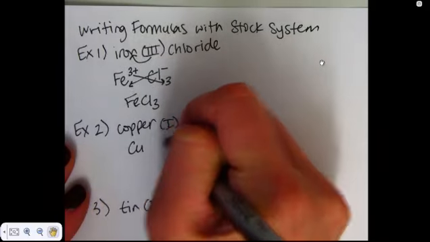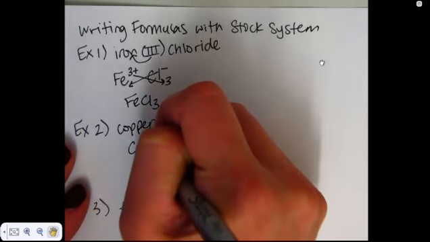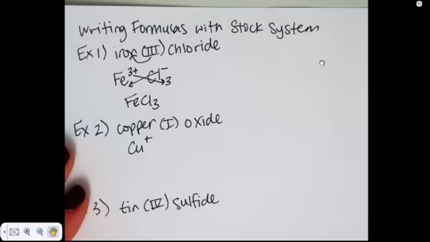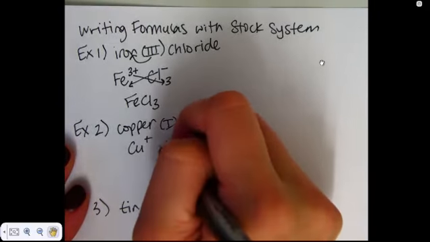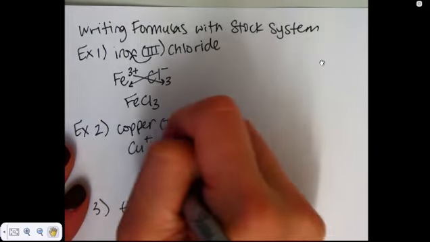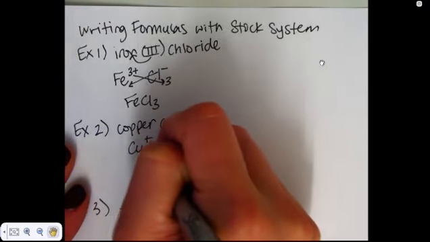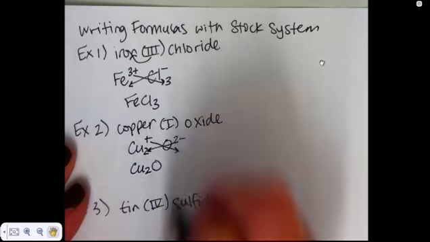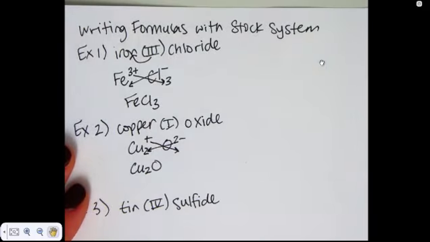The next one is copper, and this Roman numeral 1 tells us that it has a +1 charge. Oxide is in group 16, so we know it's 2 minus. We cross the charges, and we get Cu2O.